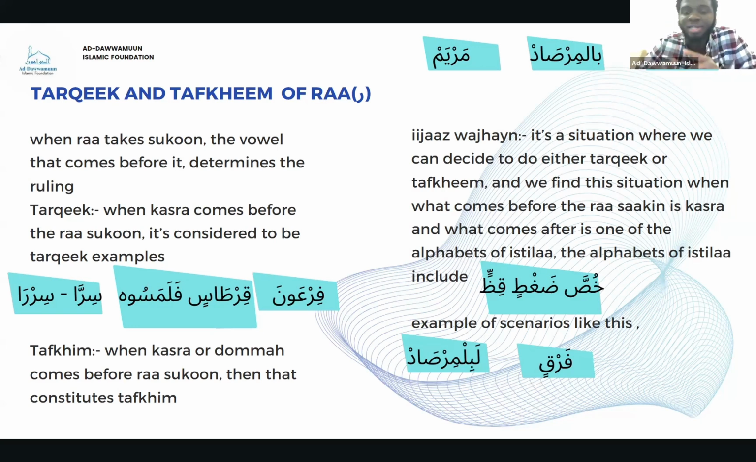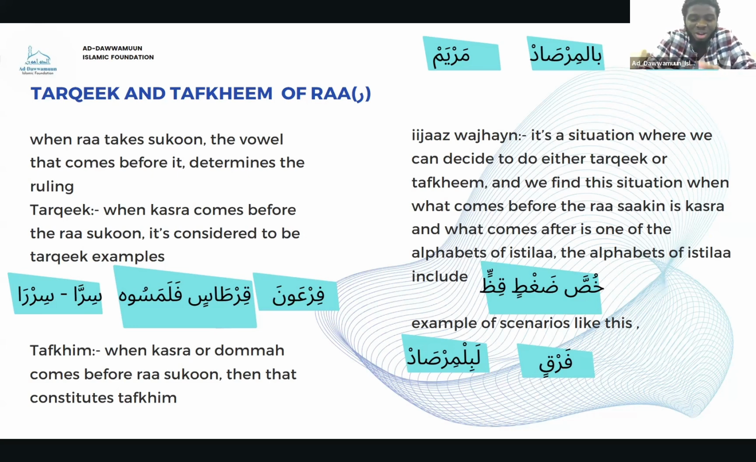Burhan. Now, Jawaz Wajhain. It's a situation where we can decide to either do Tarqeeq or Tafkheem. And we find this situation when what comes before the Ra sakin is kasra, and what comes after it is one of the alphabets of isti'la. The examples of alphabets of isti'la include fusso, dogtin, qivon. So the alphabets of isti'la are kho, sod, dod, ghain, ta, qaf, and zo.